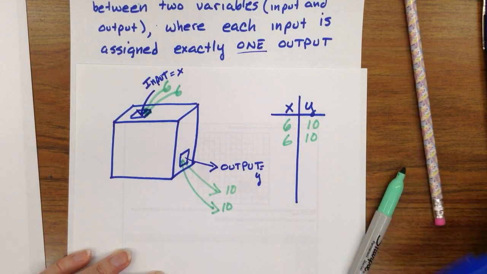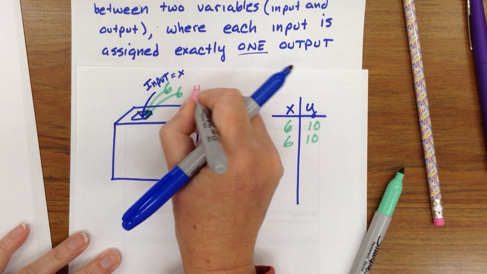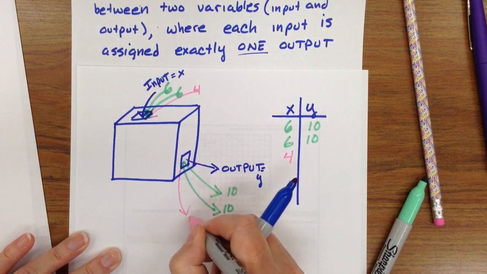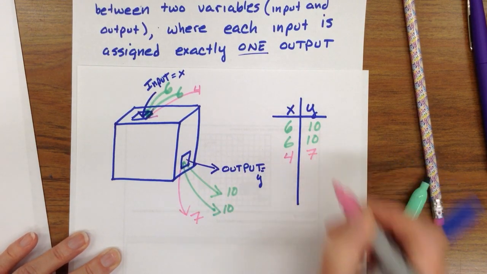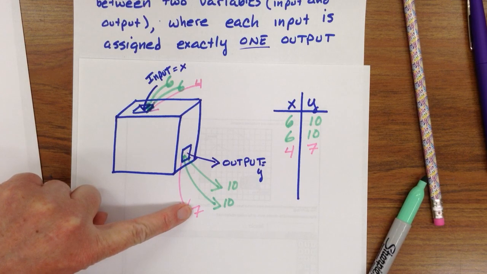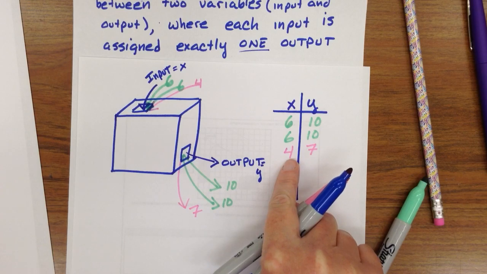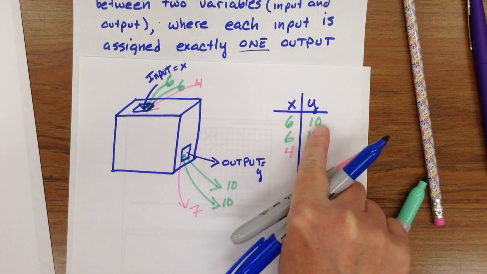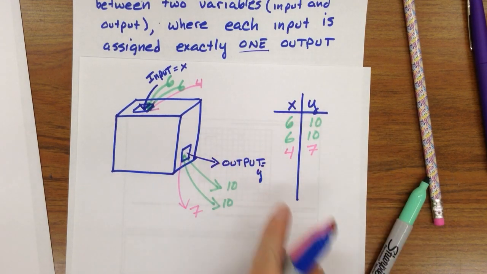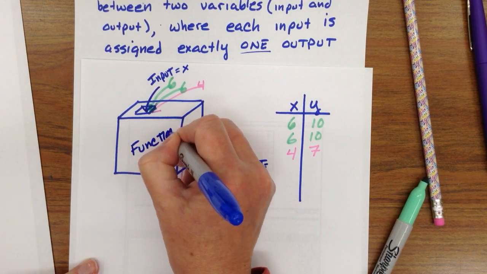Now, if I put in a different number, let's say I put in 4 into the machine. Now that's a different input. It might get a different answer than 6. But here's the key. If you put 4 back in, it cannot change its mind and say the answer is sometimes 7 and sometimes 8. Each input gets one answer. 6 is assigned the answer of 10. 4 is assigned the answer of 7. This would be a small example of something that is a function.